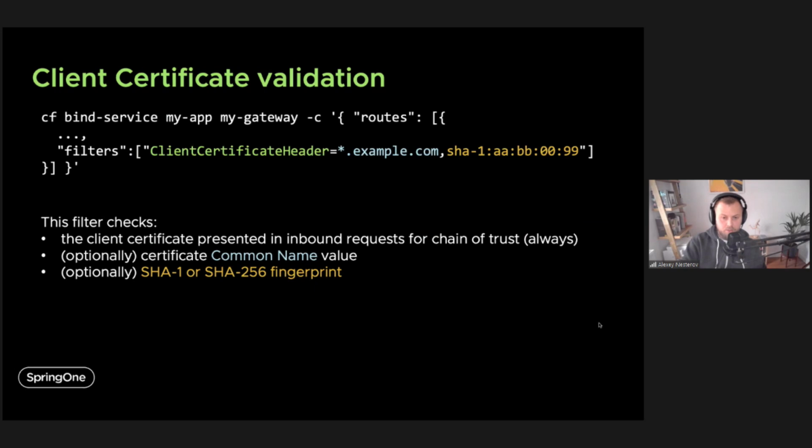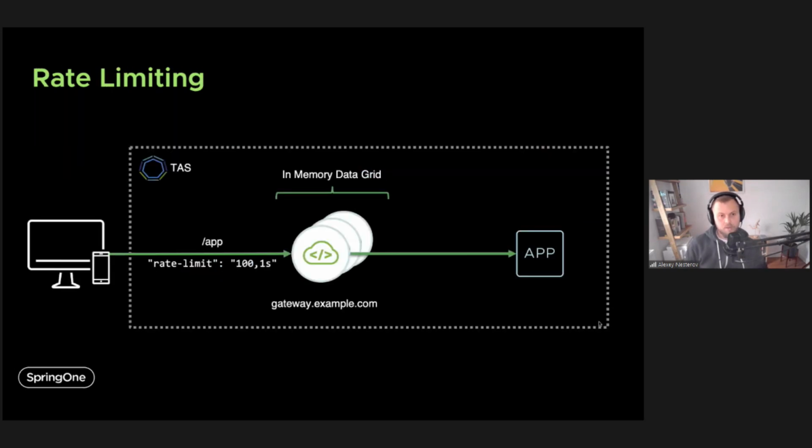All right, so that was a set of security features. The next one I want to mention is rate limiting. The open source version of Spring Cloud Gateway also provides a rate limiting filter, but it requires an external state management solution. Most likely you need to deploy Redis to maintain your state if you have a scaled-out deployment. Spring Cloud Gateway for TAS takes another approach: instead of requiring an external dependency, when you scale out, it will form an in-memory data grid cluster and keep all the information about the rate limits in sync between the nodes.